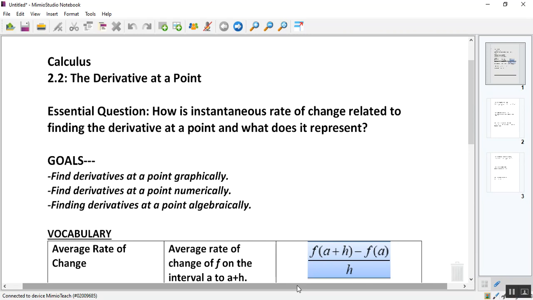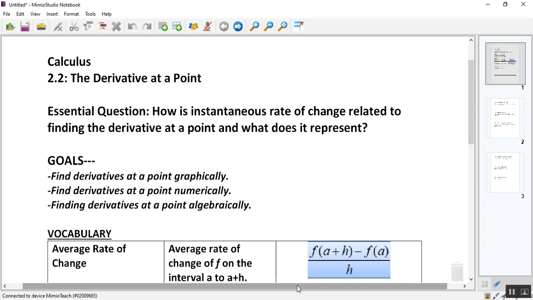2.2 is going to be considered the derivative at a what? Derivative at a point, okay? And so what we're looking at today, guys, is this. We've talked about this phrase right here. How is instantaneous rate of change related to finding the derivative at a point, and what does it represent?